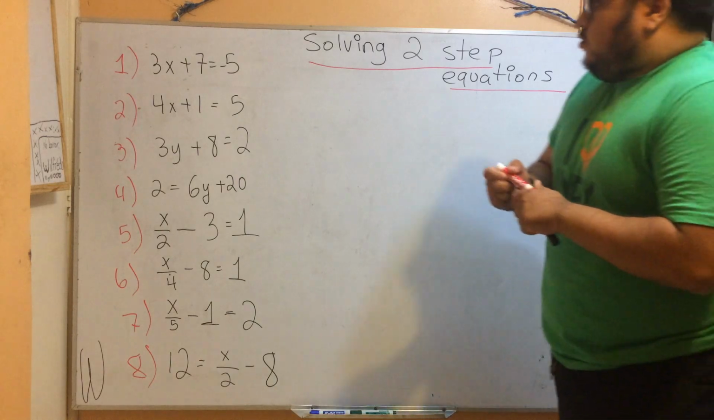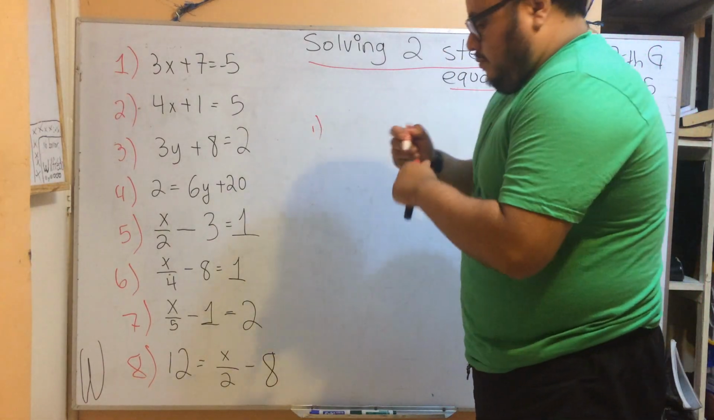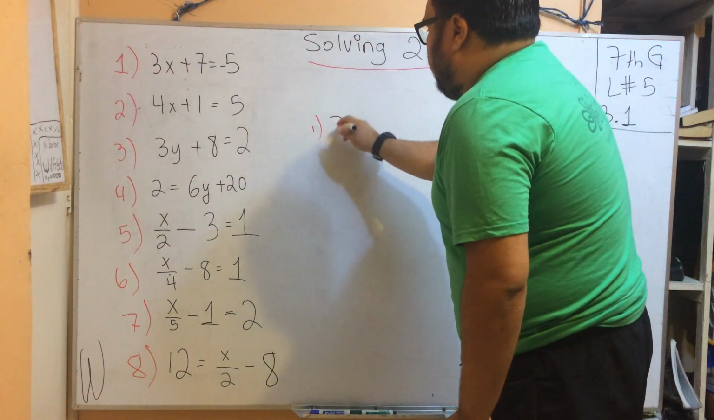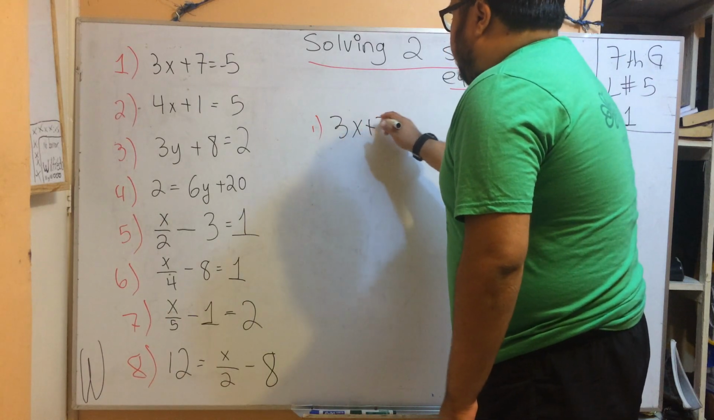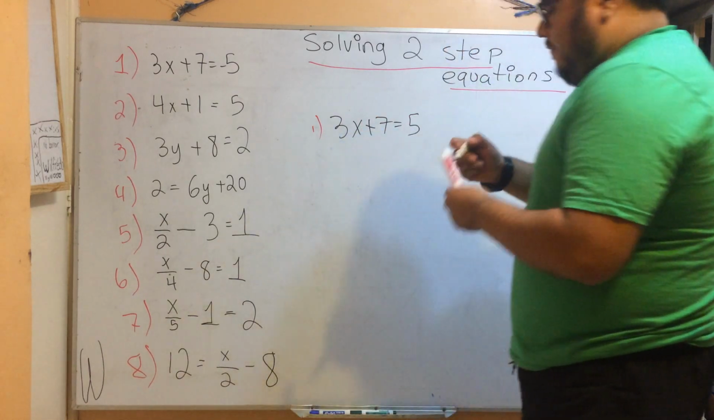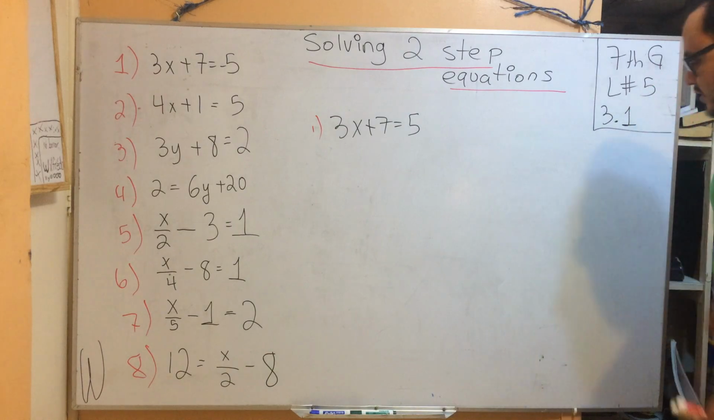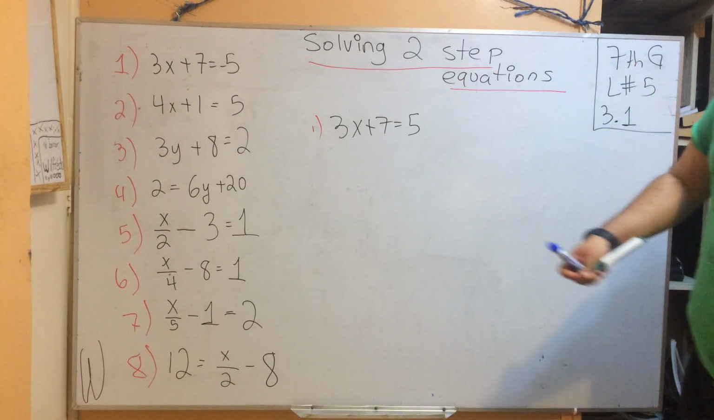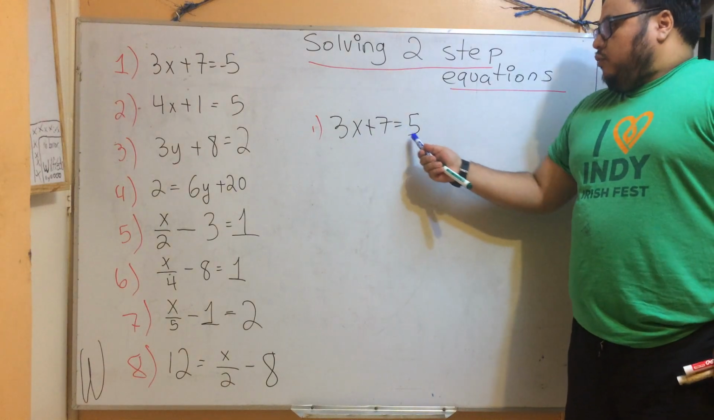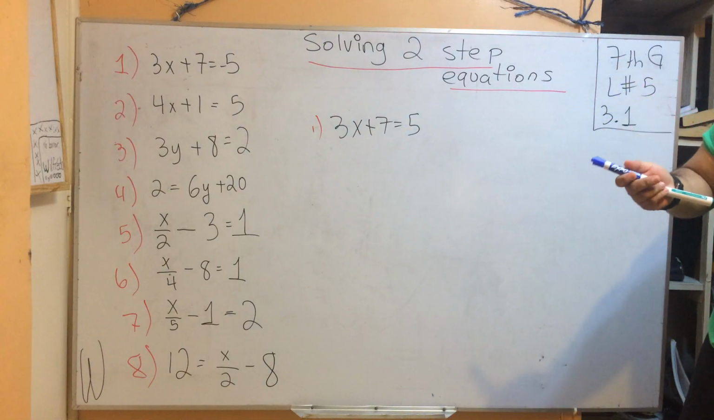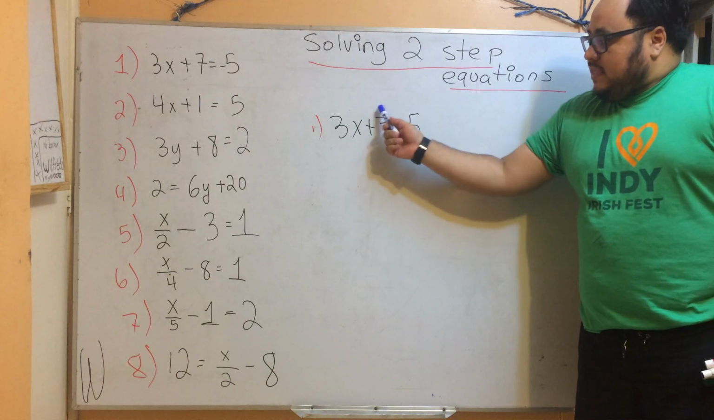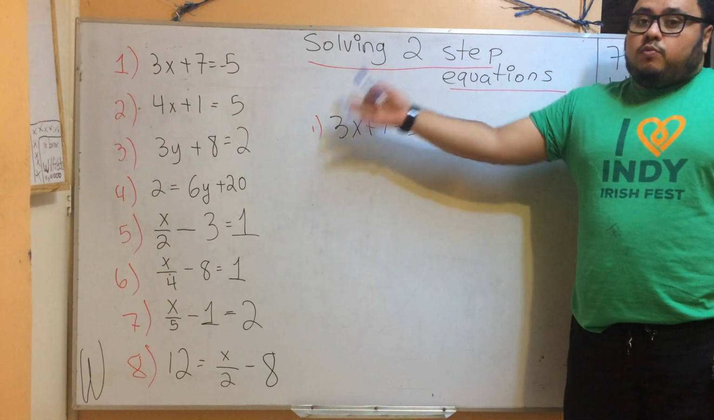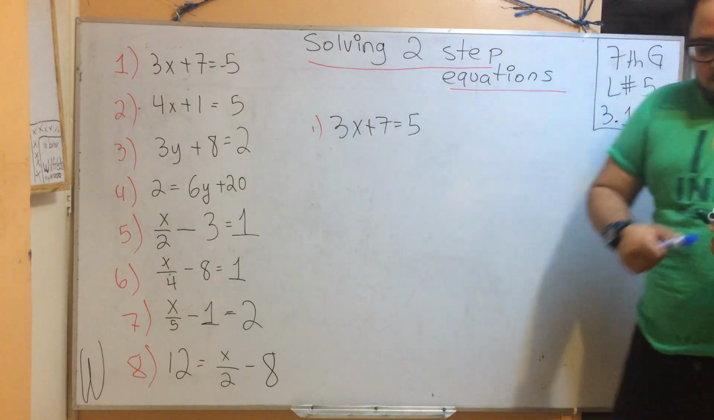Okay, let's do number 1. Okay, so it's going to be 3x plus 7 equals 5. Okay, so with this equation, what do we do first? We have 3x plus 7 equals 5. Okay, so let's do the first step. Let's work on eliminating the 7, and then we'll work on eliminating the 3.